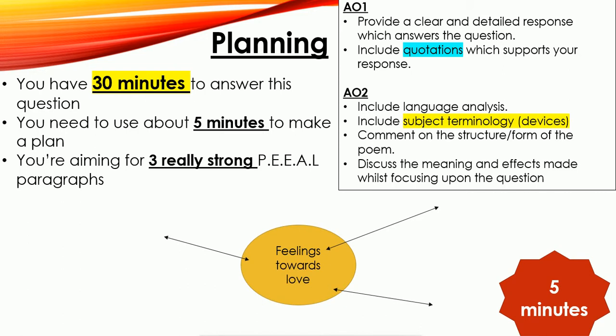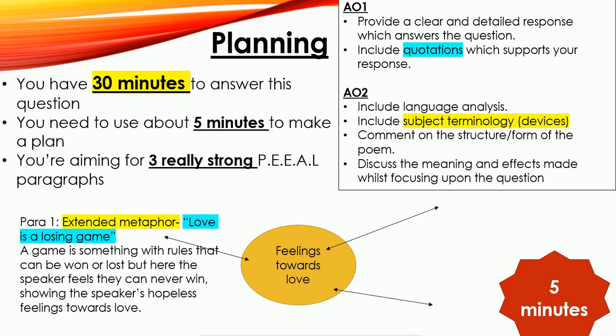So your plan may look something like this, focusing on the question and noting down and bullet pointing key things that you are going to discuss in each paragraph. And as I said, you're aiming for 3. So now have a go at your own plan. You want 3 PEEL paragraphs. You can start planning now. You have 5 minutes.